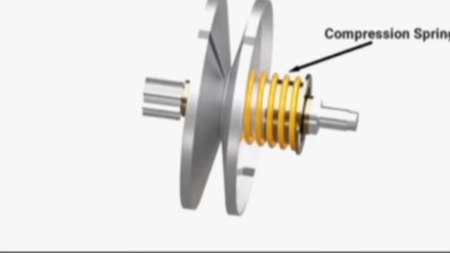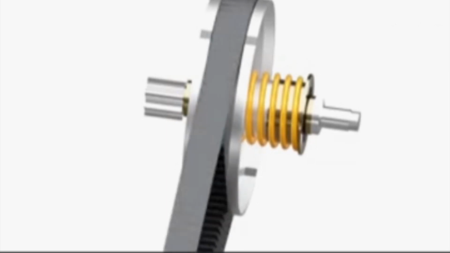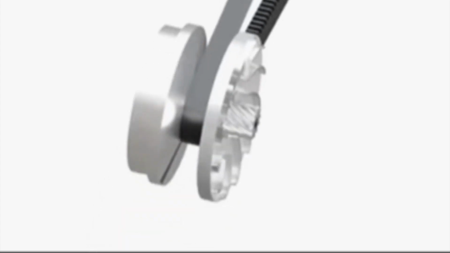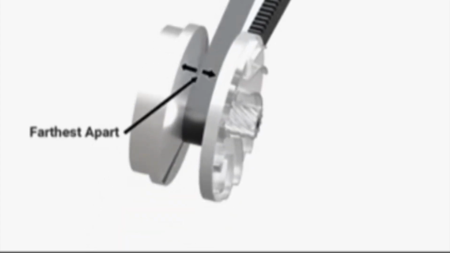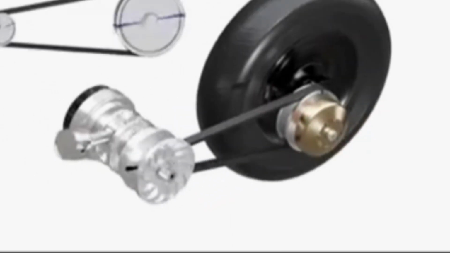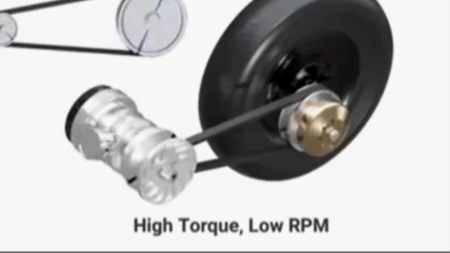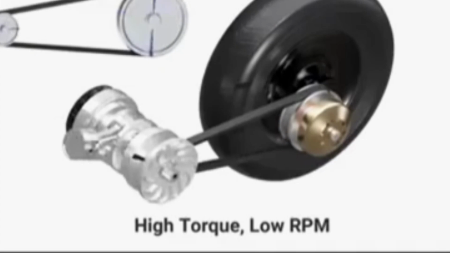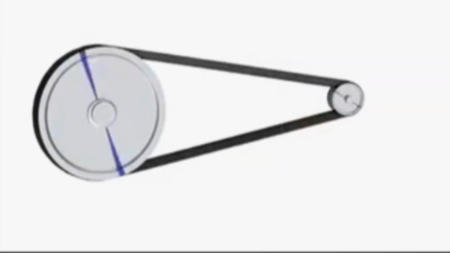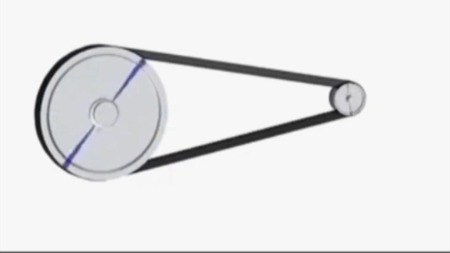A compression spring forces the sliding plate to stay close to the other plate. This forces the belt to stay at the highest diameter of this pulley. In the driver pulley, the axial stiffness of the belt pushes the sliding cone farthest apart. This causes the driver pulley to have minimum diameter. This is the condition of high torque, low RPM. To obtain high RPM, the diameter of the driver pulley decreases and that of the driven pulley increases.